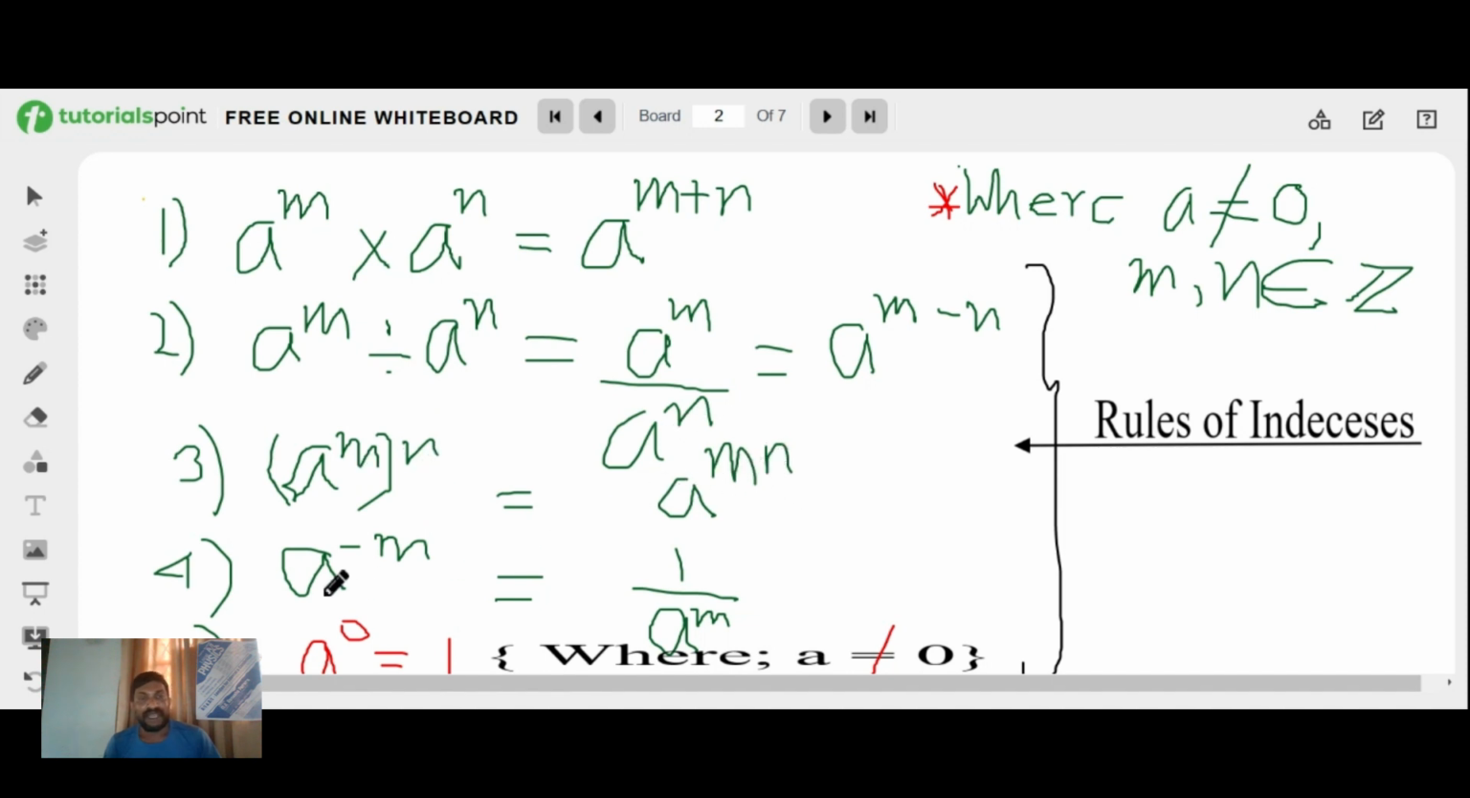Very important. Then the base is a and the power is negative, a to the power minus m. If you want to convert it into positive, we have to write 1 over a to the power m. Then the fifth point, that's why I am writing in red color: a to the power 0 equals 1, where a should not be equal to 0.